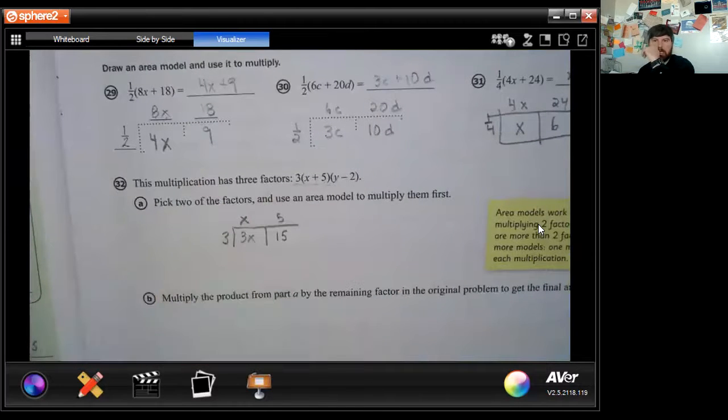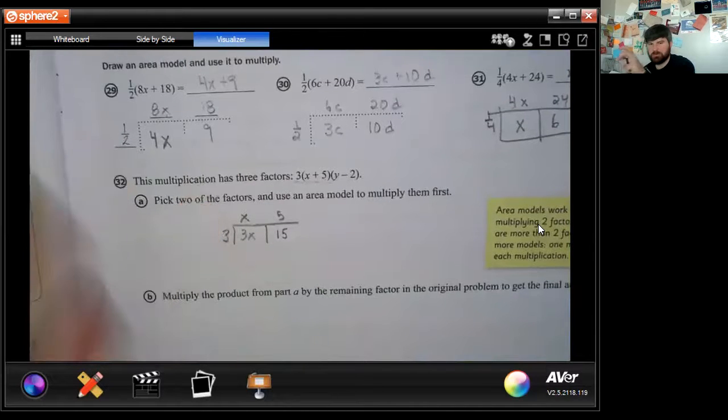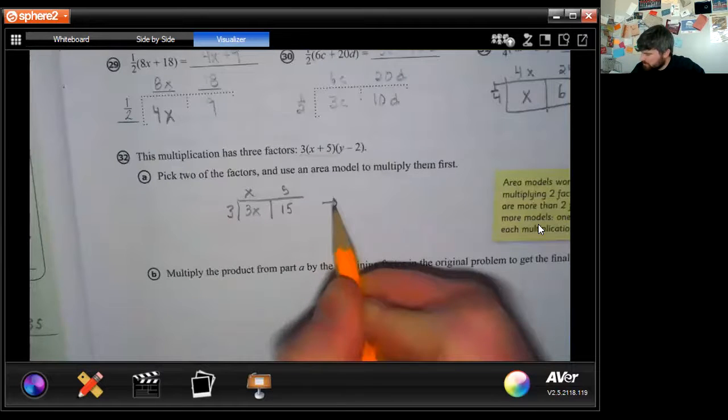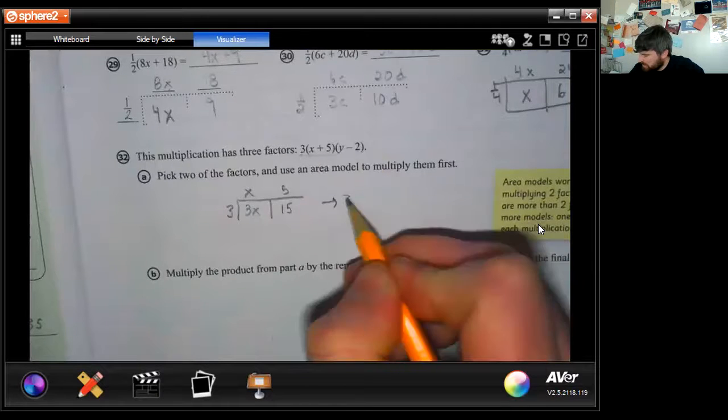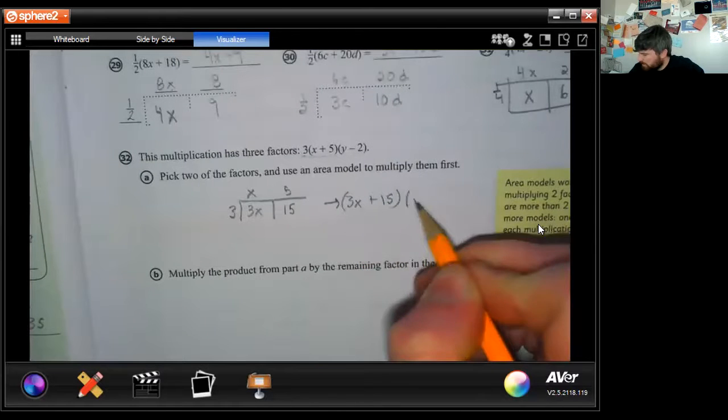Okay, we can, and the reason that is because we can't. It's hard to draw a 3D model and work with a 3D model on a 2-dimensional surface. So we need to break it apart into certain sections and do a 2-dimensional equation with that. Okay, so now instead of having 3 times x plus 5, I have 3x plus 15 with your y minus 2.